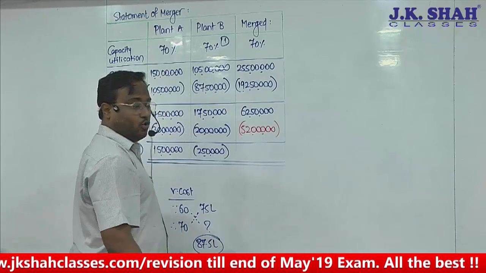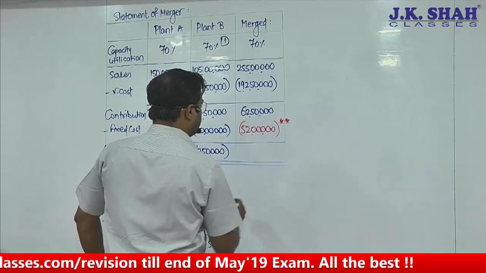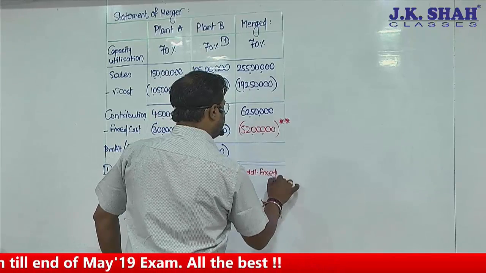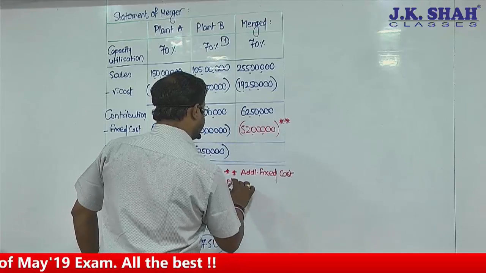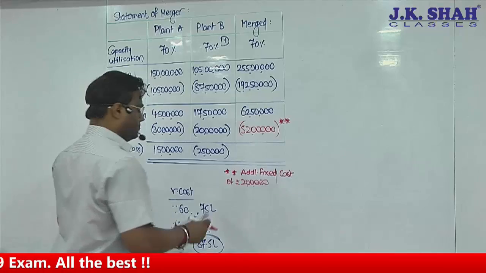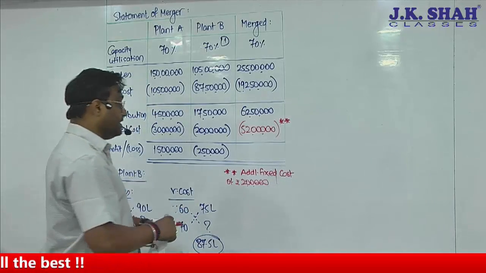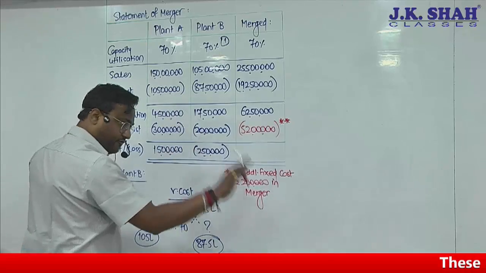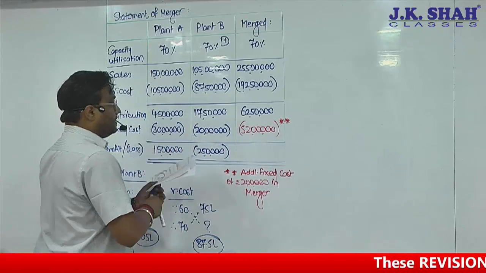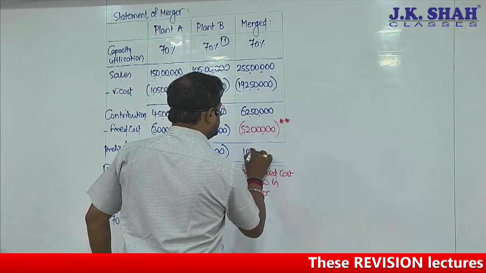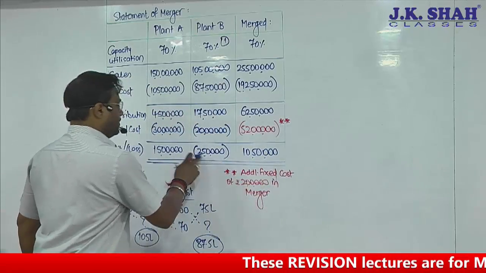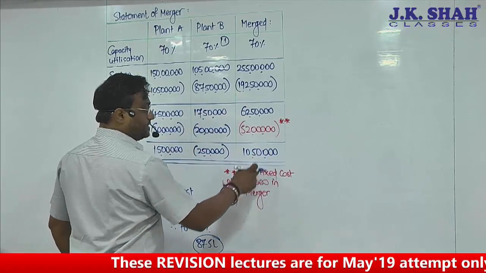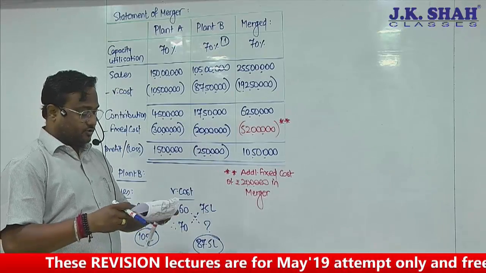Have you gone mad? No, they have clearly told you there is an additional fixed cost of rupees 2 lakhs. There is an additional fixed cost involved of 2 lakhs in merger. So 30 plus 20, 50, plus 2 lakhs. That will bring down my profit at 10,50,000. So this will not tally. It is 15 lakhs minus 2,50,000, 12,50,000, minus extra expense of 2 lakhs, bringing down my profit further to 10,50,000.